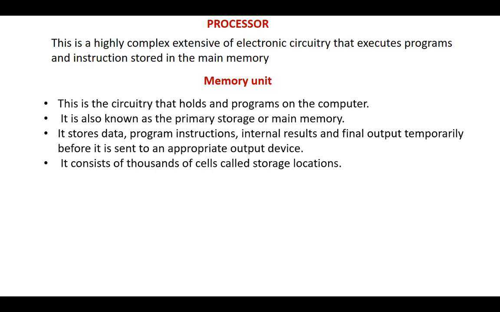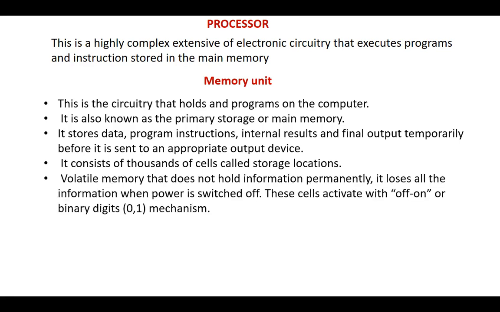It consists of 1,000 cells called storage locations. Volatile memory does not hold information permanently; it loses all the information when power is switched off. So I talked about the volatile, which loses information when the power is switched off, meaning it depends on power. This is just the RAM.